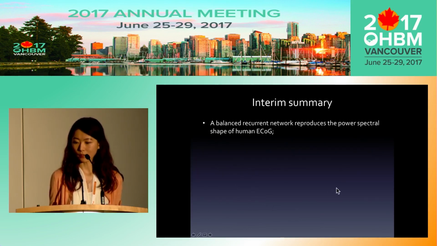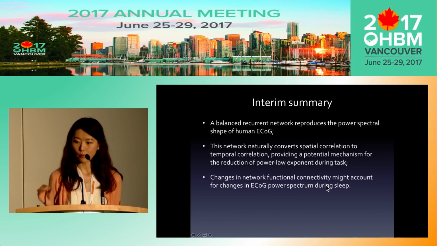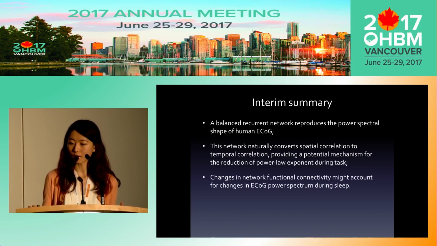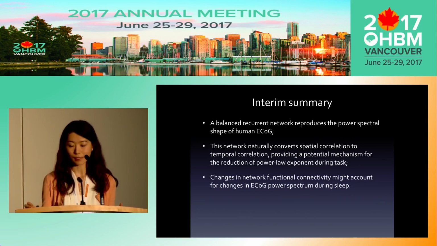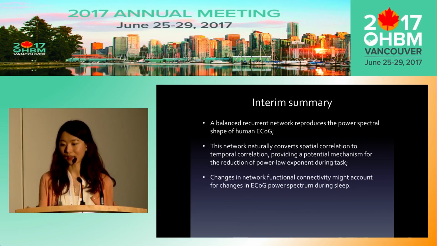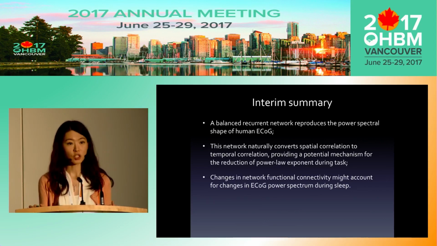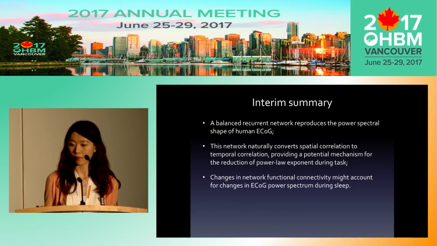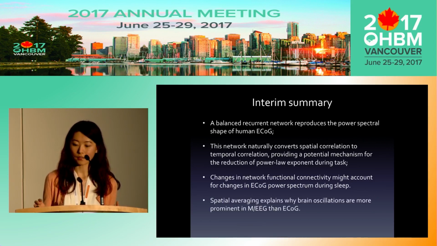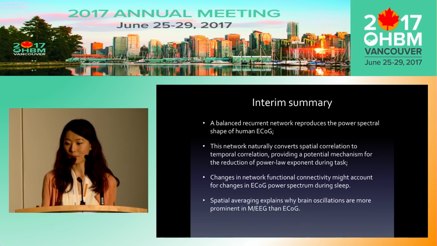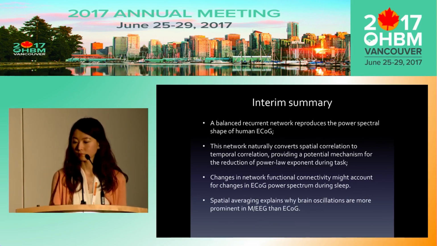So to summarize this part, we found that a balanced recurrent network reproduces the power spectral shape of human ECOG. This network converts spatial correlation to temporal correlation, providing a potential mechanism for the reduction of power law exponent or autocorrelation. The two are basically equivalent during task. And changes in network functional connectivity structure could account for changes in the ECOG power spectrum during slow wave sleep. And lastly, spatial averaging could potentially explain why brain oscillations are more prominent in MEG and EEG than in ECOG.